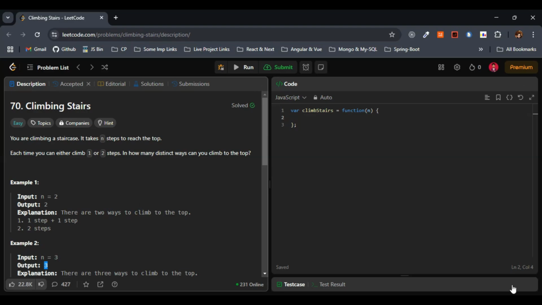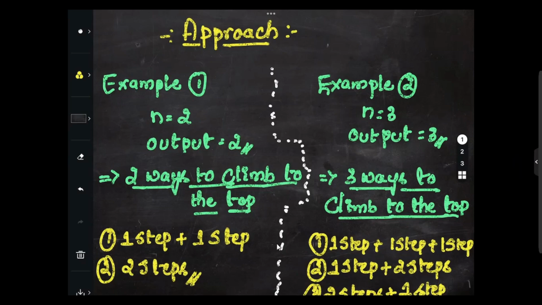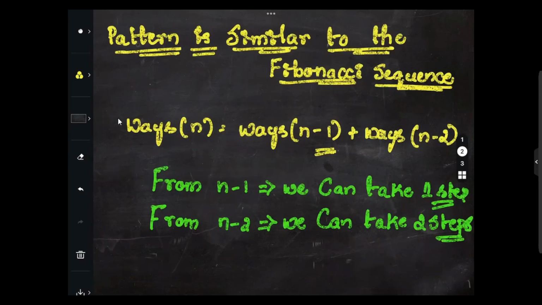Initially, as usual, let's discuss the approach. Here are the same examples that they have given in the question, right? For n equals 2, there are two distinct ways, nothing but one step plus one step, and two steps at a time. For n equals 3, we can go one step at a time, which is one step plus one step plus one step, or one step plus two steps, or two steps plus one step, right? We know this one. Let's hop into step 1.